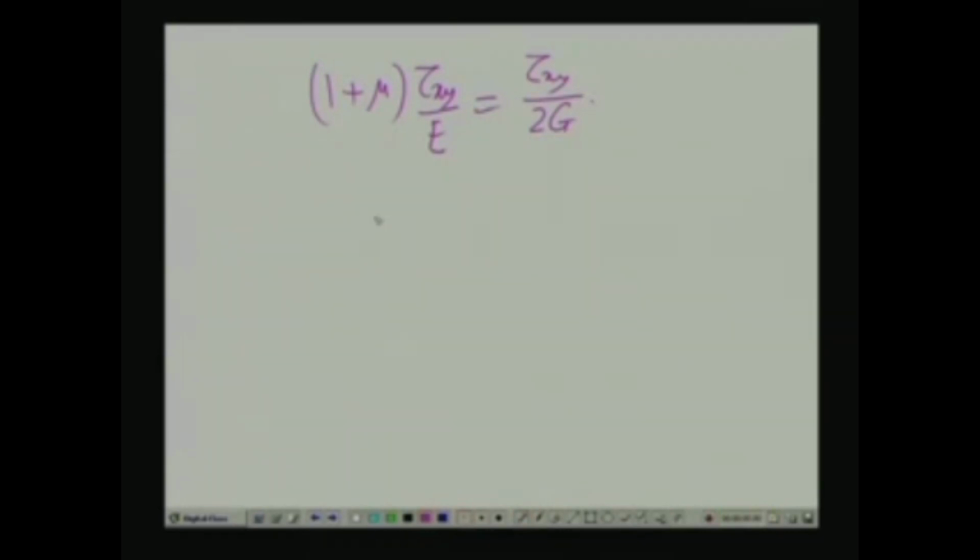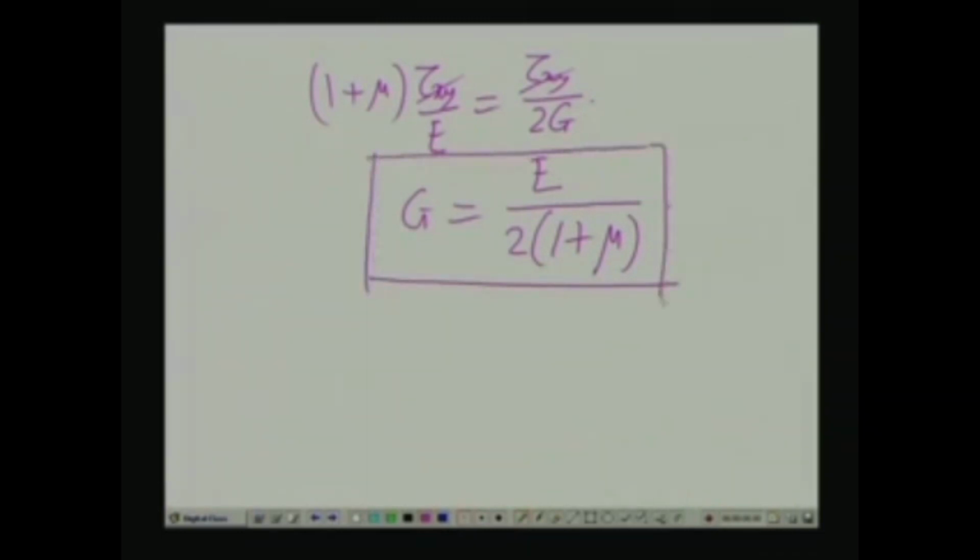Hence, we can write that tau xy gets cancelled. So, G is equal to E divided by 2 into 1 plus mu. So, this is the relationship between the shear modulus G and the elastic modulus E through the term Poisson's ratio. So, this is the relationship between E, G and mu.